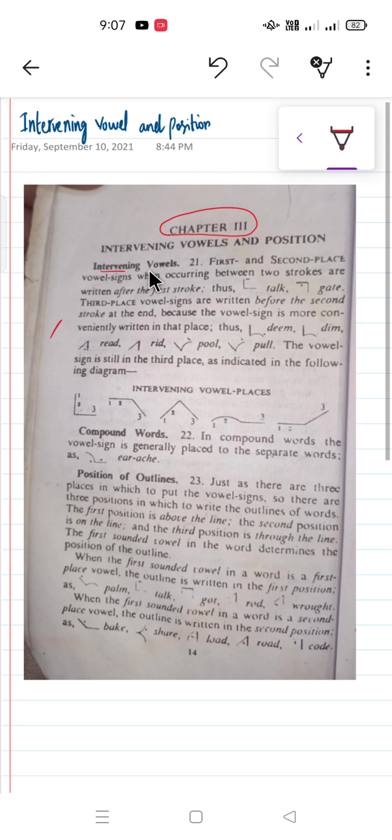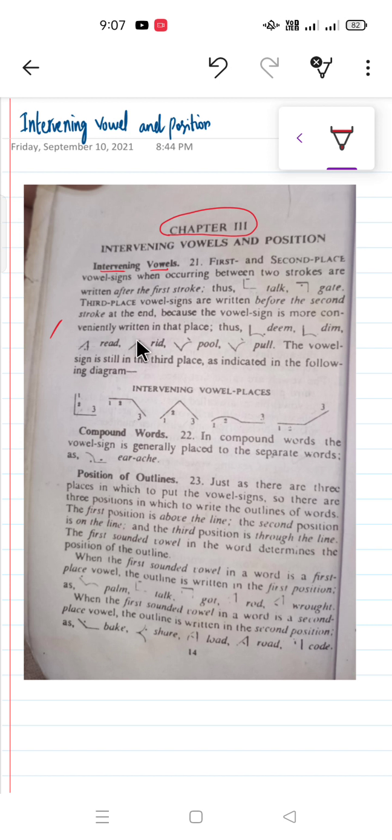See the first line, intervening vowels. So in general terms, what do you mean by intervening vowels? Intervening means the person or the thing which comes in between. Suppose two people are talking. A third person will come and intervene between those two persons and disturb their conversation. So here what do we say? We'll tell, don't intervene between us. So this is the intervening.